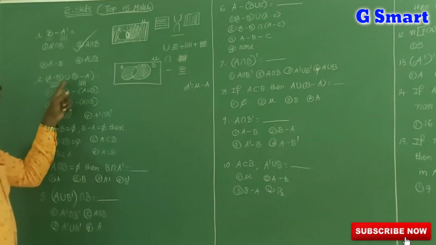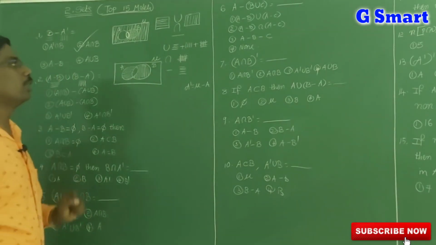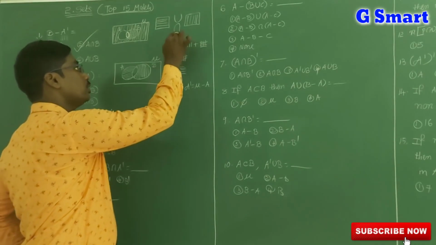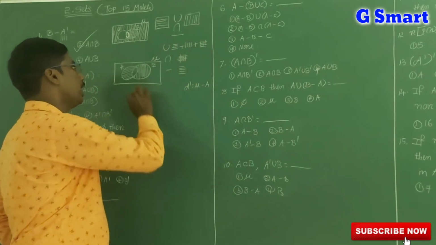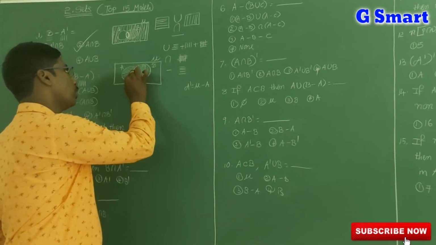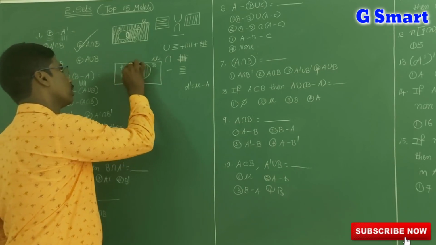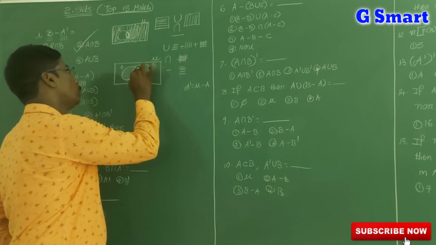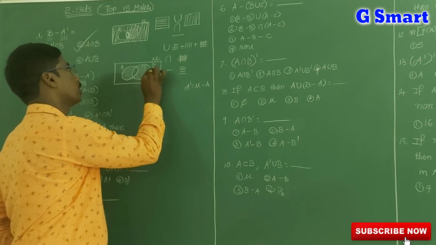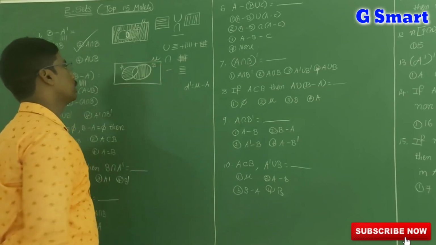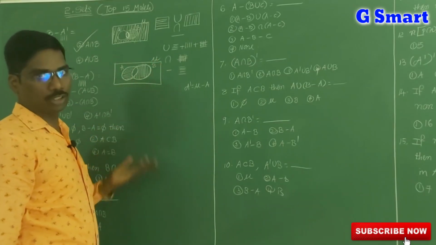Now what we have to find? Union. Union means what? Vertical lines, horizontal lines and both. Here vertical lines we have to take, means this one we have to take, and union, this one you have to take. Isn't it? So A minus B union B minus A, that is only they are asking.